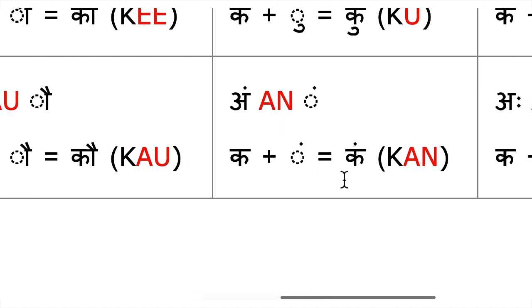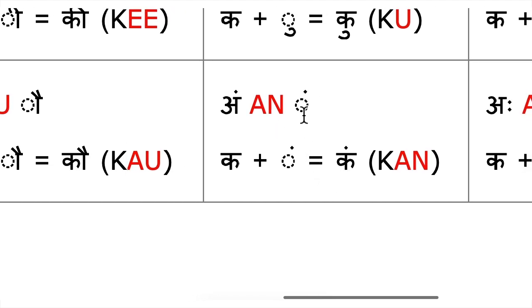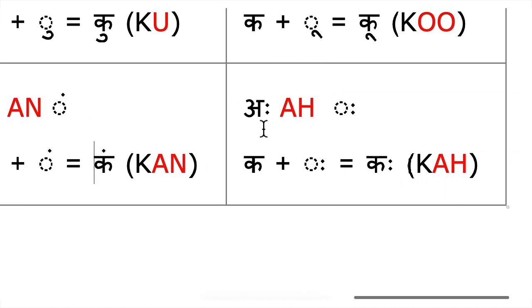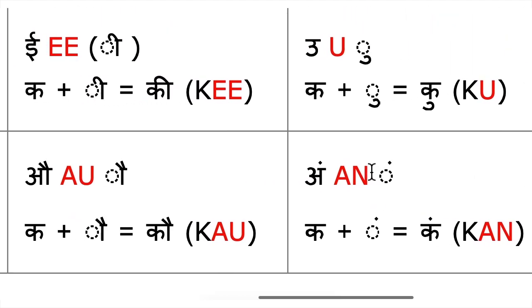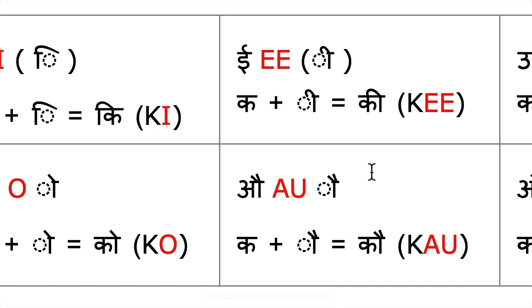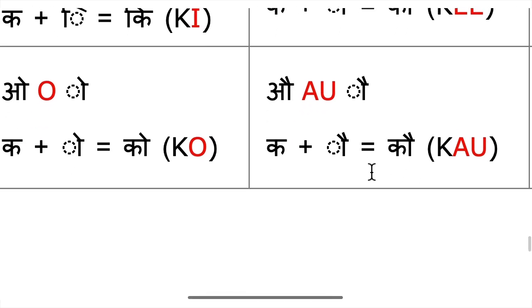Ang is the dot on the upper side of the consonant, like kung. Ah is the double dot, colon we can say, after the consonants, kah. So what we are doing is just pronouncing those vowels after those consonants. It is very easy, you just need to understand what is written and what the matras look like. That is all. Now by using this we can read Hindi and we can write Hindi. You just need some practice now.